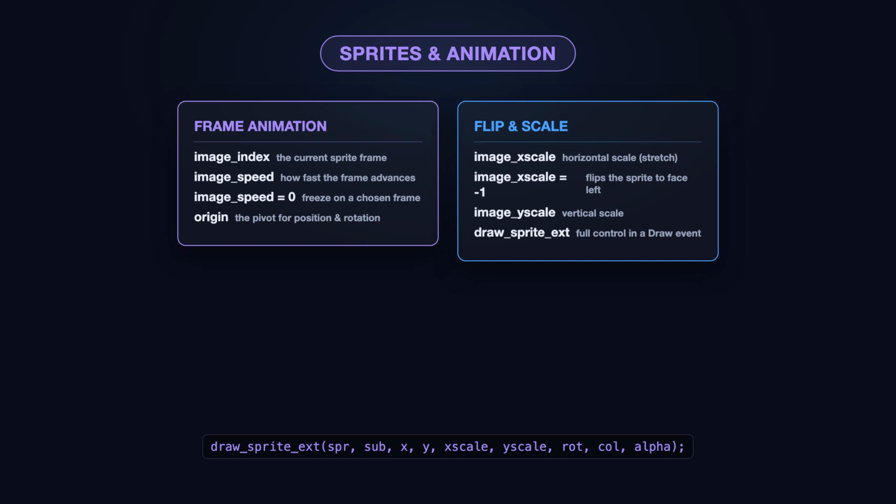They may ask about the sprite origin. That is the pivot point of the sprite, the position and rotation are measured from it. Set the origin to the center and the sprite rotates around its middle, set it to the feet and a character plants properly on the ground.